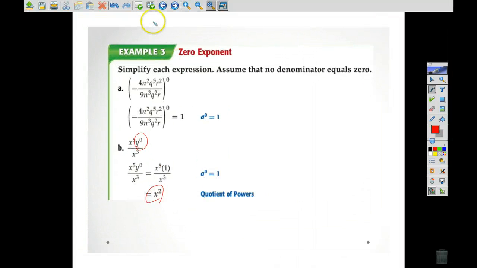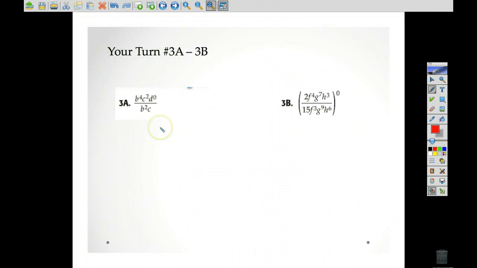Alright, so next is your turn, 3a and 3b. Go ahead and try that. Remember, when everything is to the 0 power, it's 1. But here you have d to the 0 power, so only that part is going to be 1. So you can simplify the rest. Write your answer and move on to 3b, and then come back when you're done.